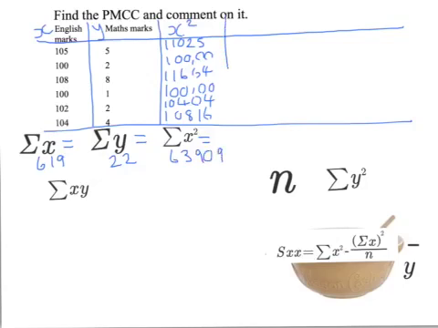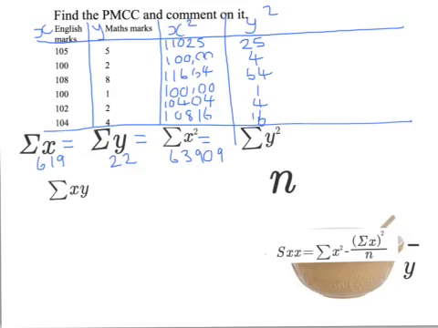63,909. Okay, we're also going to need a Y squared column. The Y's are a bit easier, aren't they? 5 squared is 25, 2 squared is 4, 8 squared is 64, 1, 4 and 16. Let's put the Y squared column in. When we sum it, the sum of Y squared is 114.